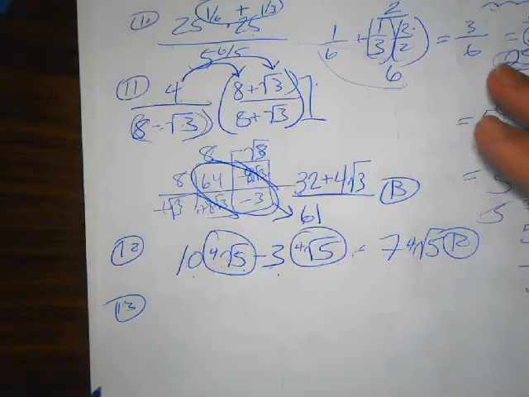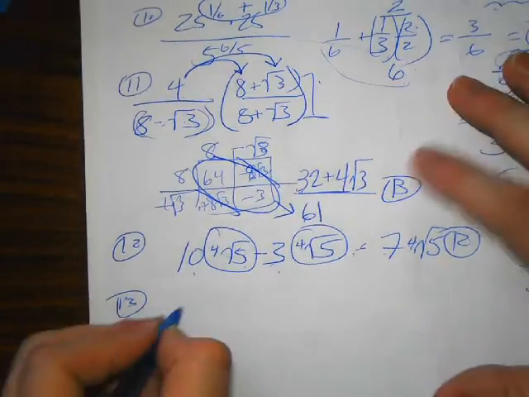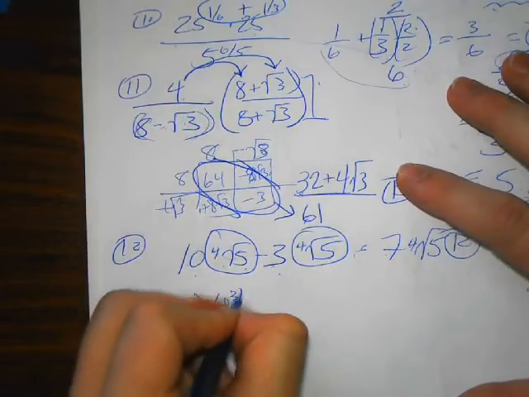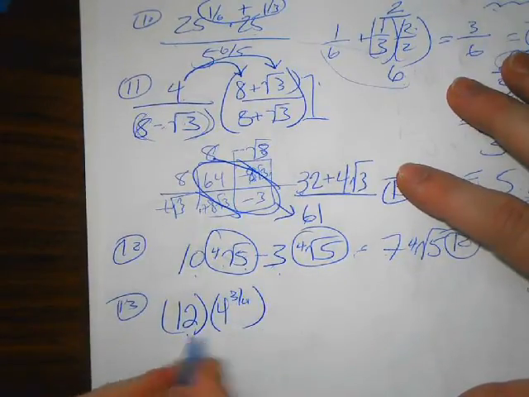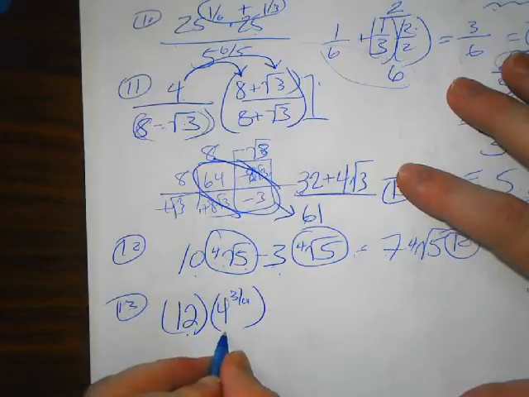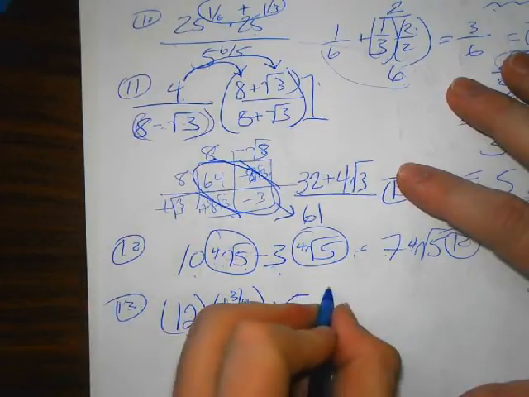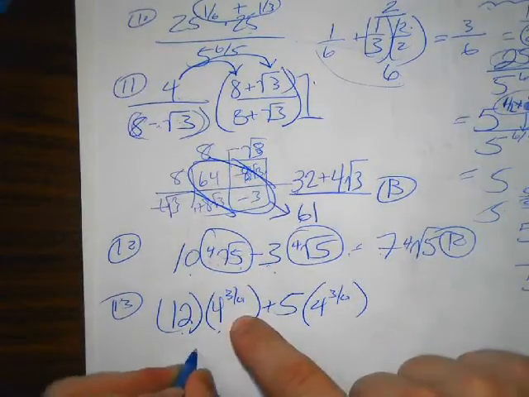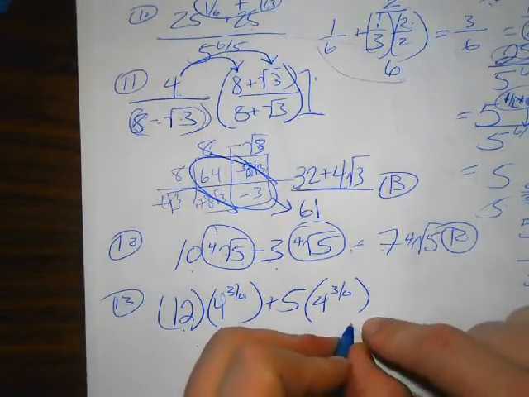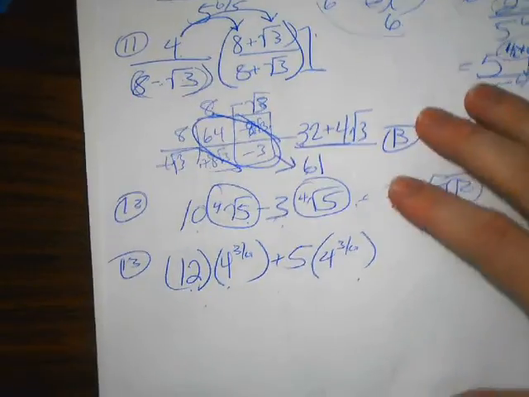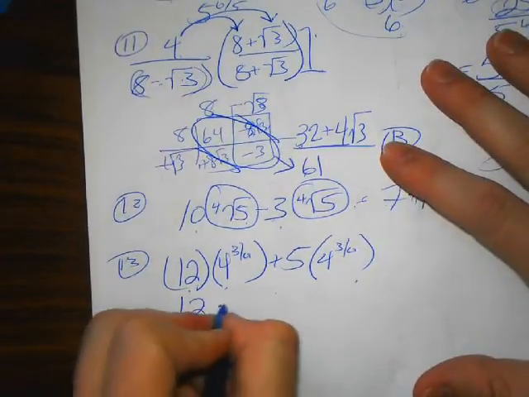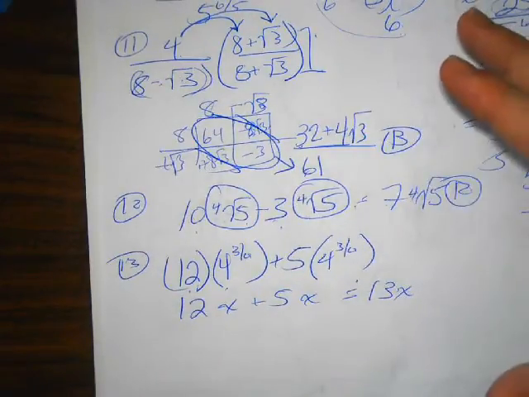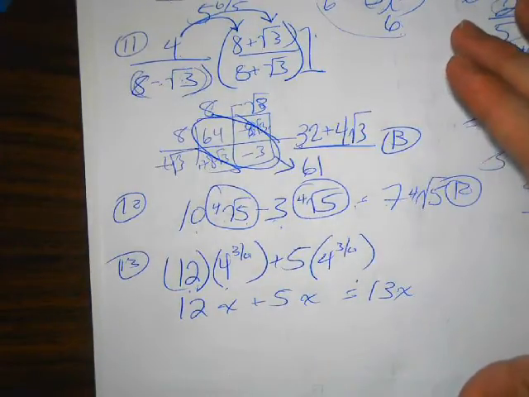Number 13 is thankfully going to be virtually the same kind of thing. You've got 12, and you're going to multiply it by 4 to the 3/4 power. So we're talking about 12 of something, and we need to add it to 5 when we go 4 to the 3/4 power. So this is 12 of something, and we're going to add 5 of something. Another way to maybe think about this that may be familiar to you is like 12x plus 5x is going to give us 13x. And here, the same logic is going to apply.